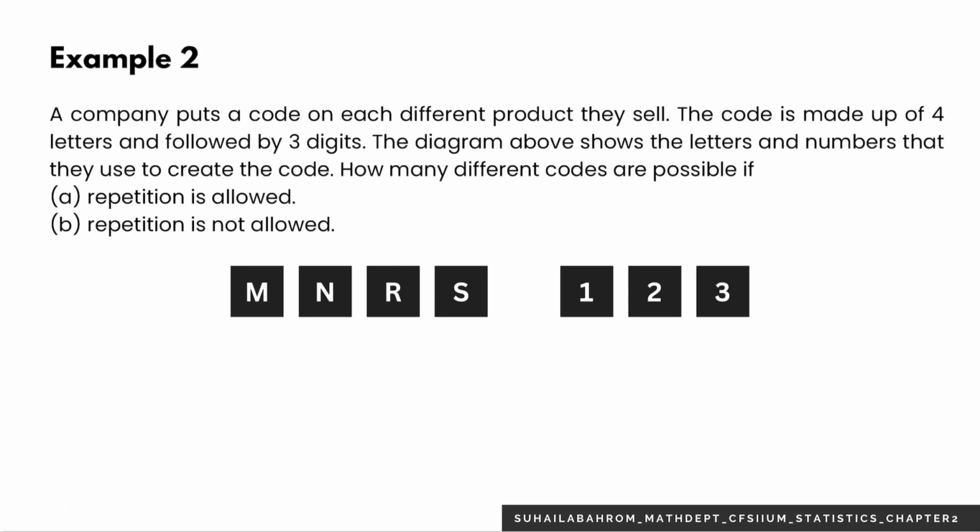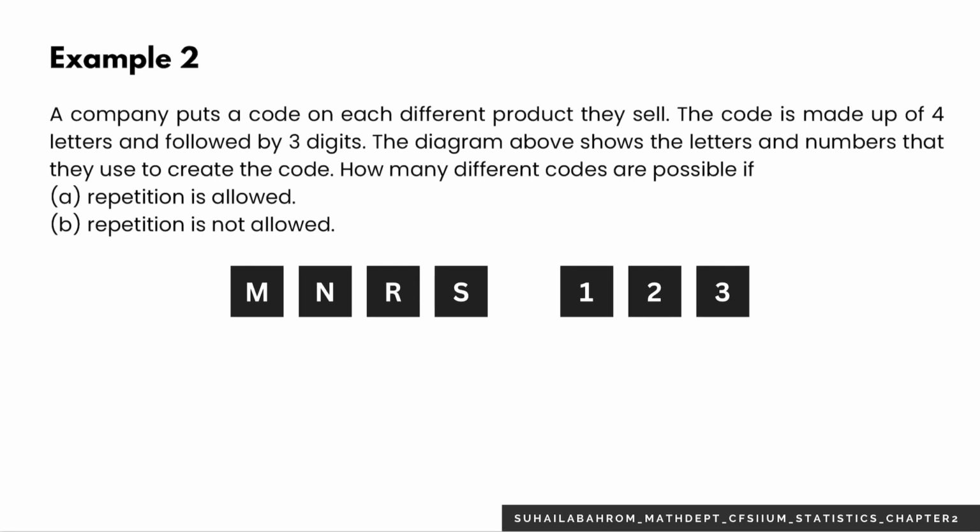Let's look at the second example here. A company puts a code on each different product they sell. The code is made up of 4 letters followed by 3 digits. The diagram above shows the letters and numbers that they use to create the code. How many different codes are possible if the repetition is allowed?